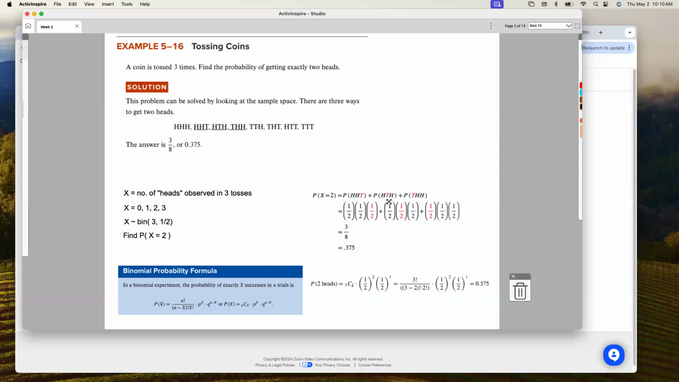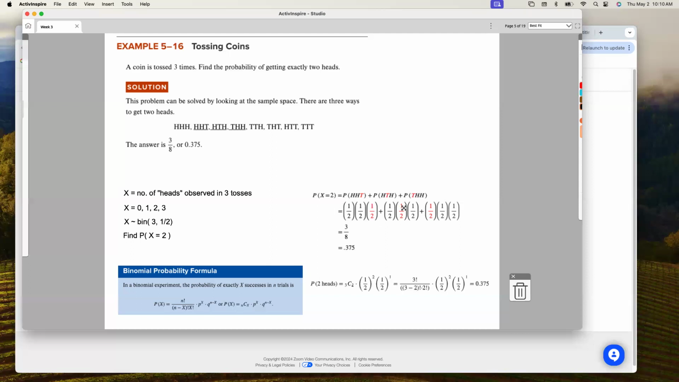Here's the second way that can happen: heads, tails, heads. So that's the probability of getting a head times the probability of getting a tail times the probability of getting a head. You can see we're applying some of the rules that we learned in week 2. And then finally, the last situation is the failure, 1/2, times the success times the success. So if we add all those probabilities up, notice we get 0.375.